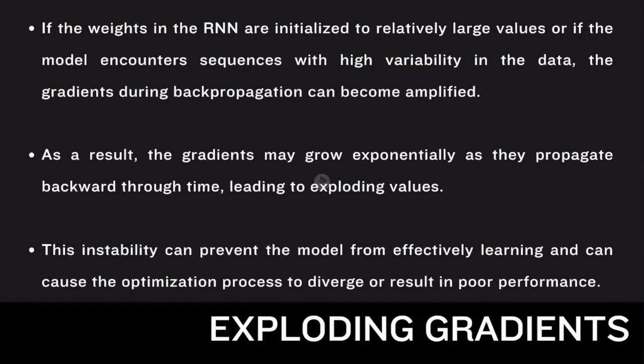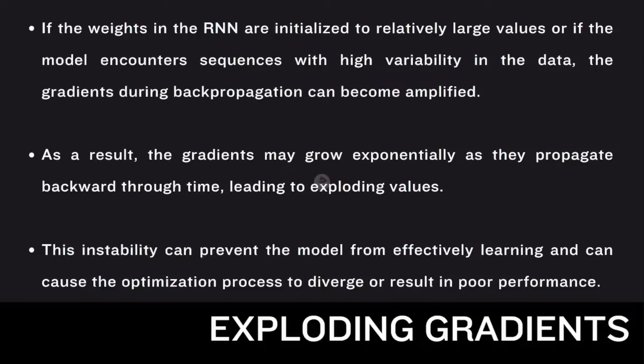And we have the exploding and vanishing gradient problems. If the weights of the RNN are initialized to larger values, or if the model encounters sequences with high variability in the data, the gradient is going to jump hugely because you are storing all the past information. If you have a huge corpus, all this past information is stored, and you have to update all these weights. As a result, the gradients may grow exponentially as they propagate backward through time, leading to exploding values. And this exploding can result in instability.